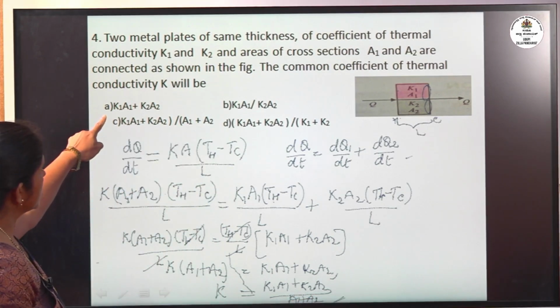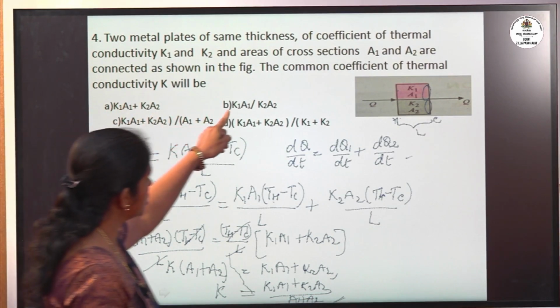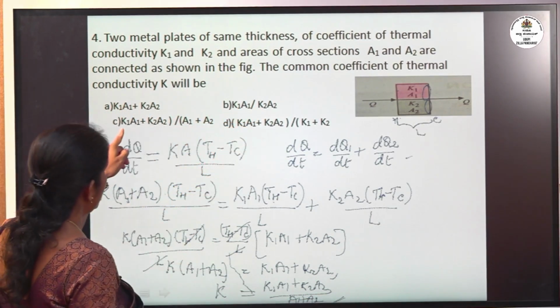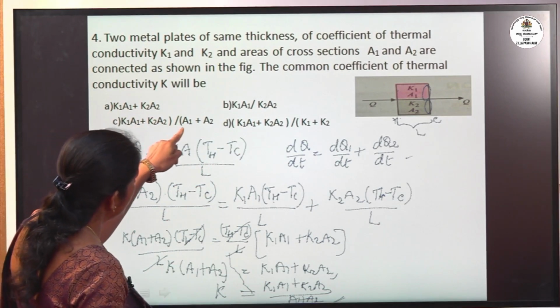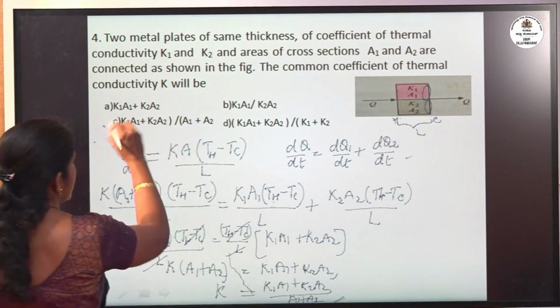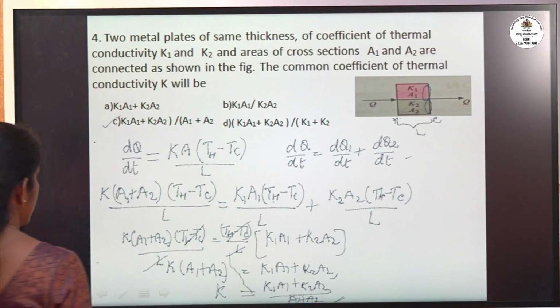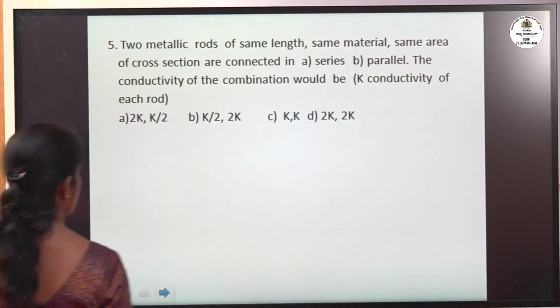Say first option is K1A1 plus K2A2, second option K1A1 plus K2 divided by K2A2, third option K1A1 plus K2A2 divided by A1 plus A2. This is the right answer. Option C is correct. Next, let us go to the next question.